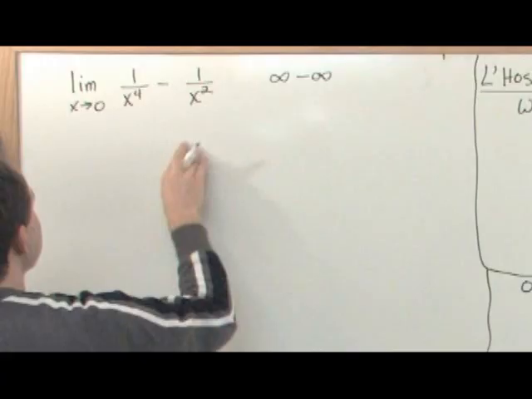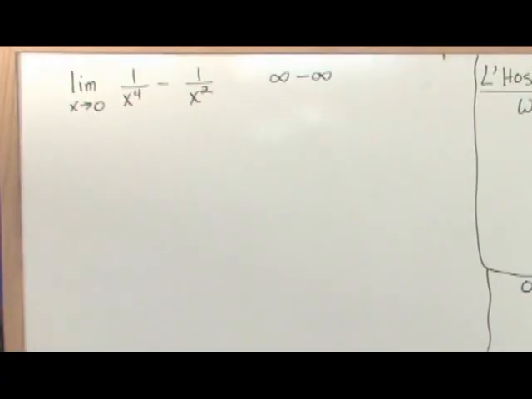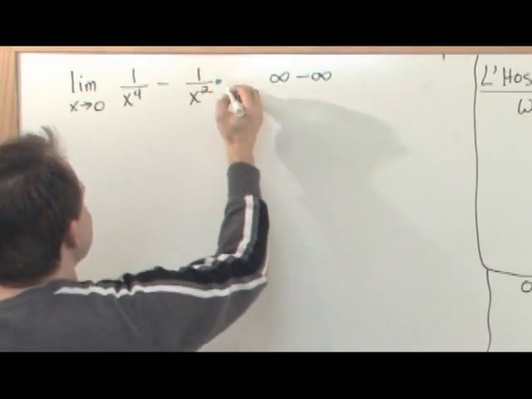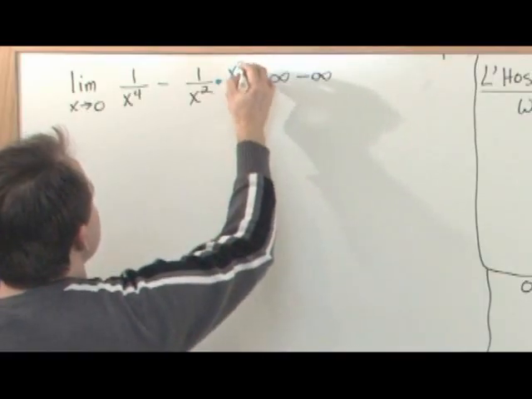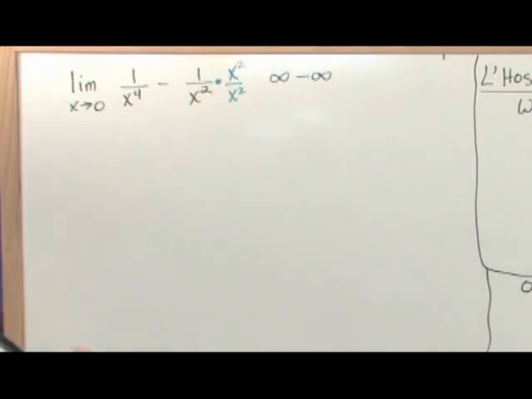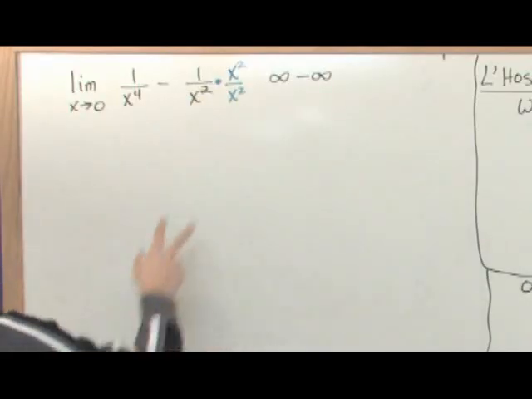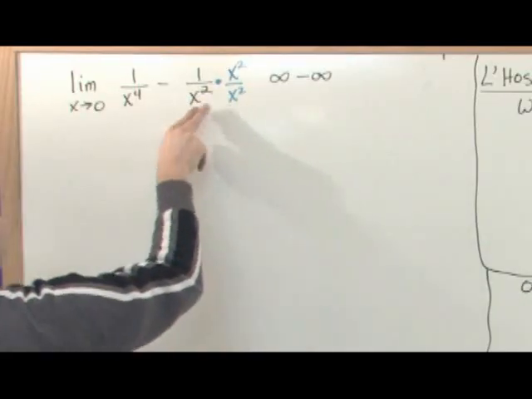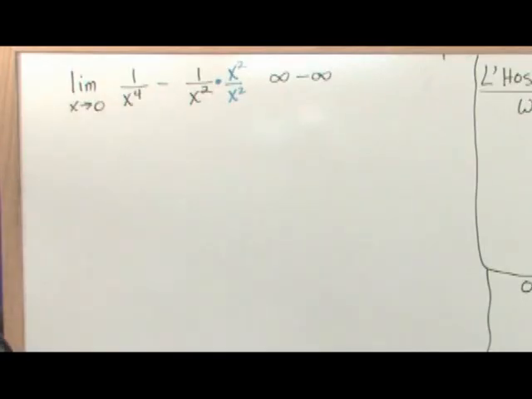What we want to do is, this is the difference of two fractions here. So we want to see if we can find a common denominator. And we're going to do that by multiplying this fraction by x squared over x squared. I've multiplied by 1. I haven't changed anything. The reason I'm doing it is because I want to multiply these on the bottom and get an x to the fourth power so I can actually combine these terms together and see what I have.